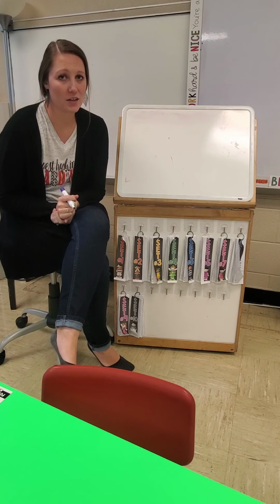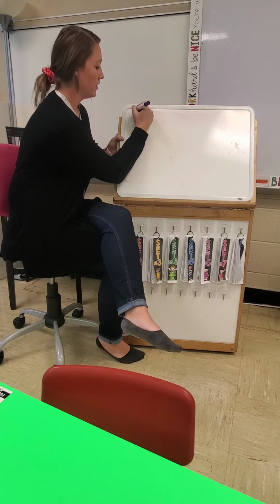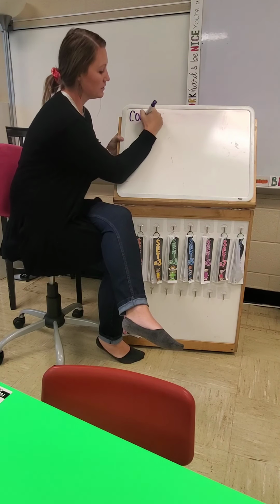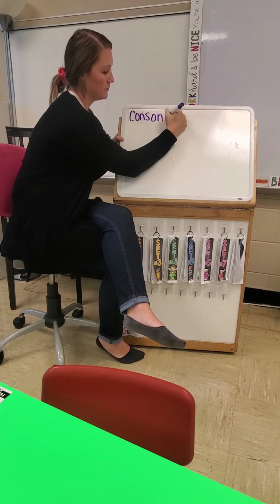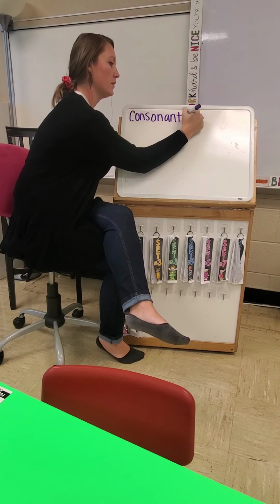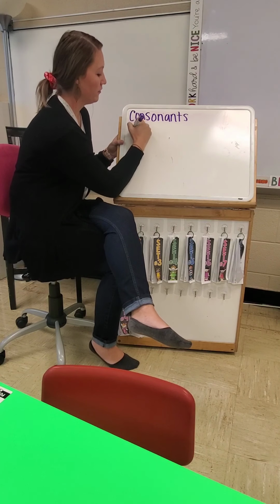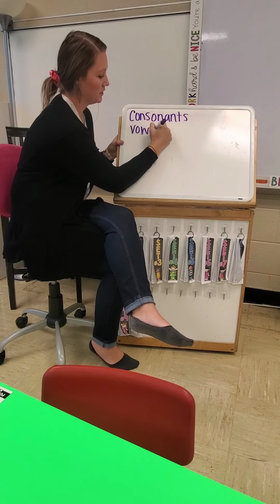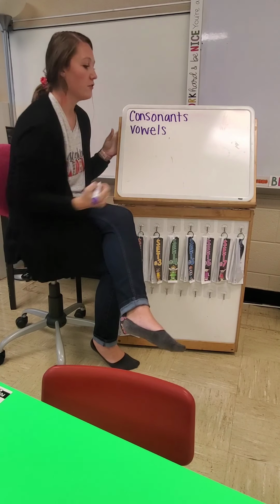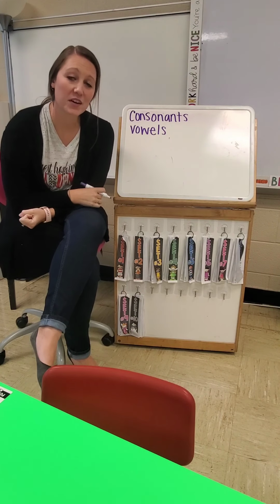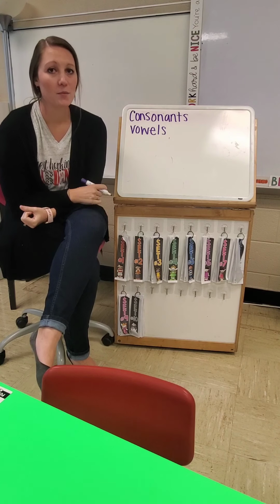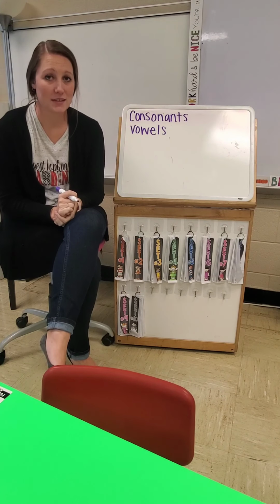Our alphabet is made up of two kinds of letters. We have consonants, but then we also have vowels. Now vowels, they're very, very special letters because they can make more than one sound.